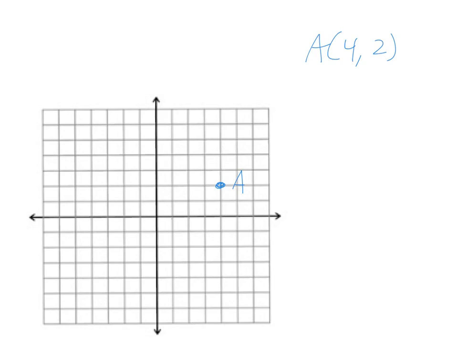And B is the point 2, 3. There's B. So B is the point 2, 3. And C is going to be the point negative 2, 1. Negative 2, 1. So this is going to be C. So here is my pre-image.